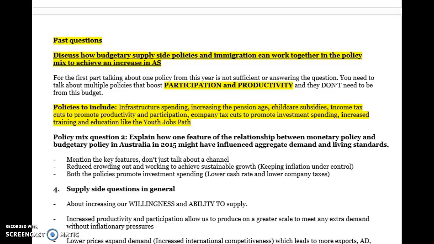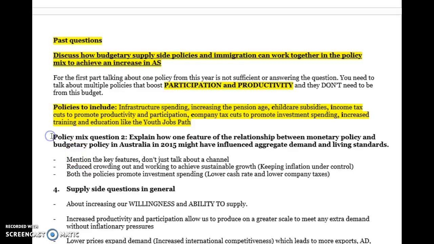If the question does specify this year's budget, which this one doesn't, that's when you start talking about how in this year's budget they've boosted infrastructure spending in the Northern Territory. They've got the Youth Jobs Path, which is going to create increased skills for workers. They've got the lower income taxes for the middle income tax bracket, or the lower company taxes, which will promote investment. But make sure you do a good, well-rounded answer to that question.